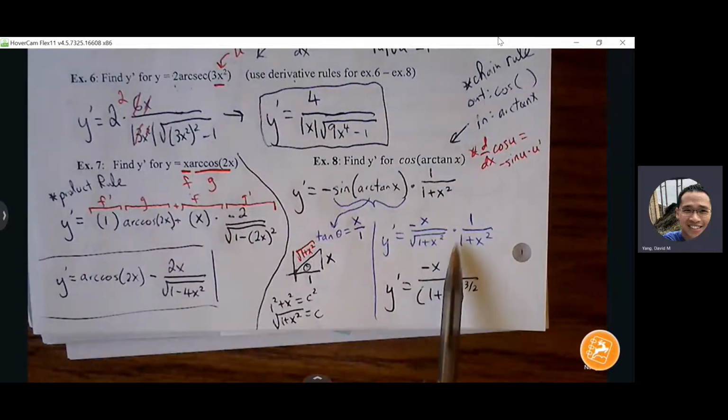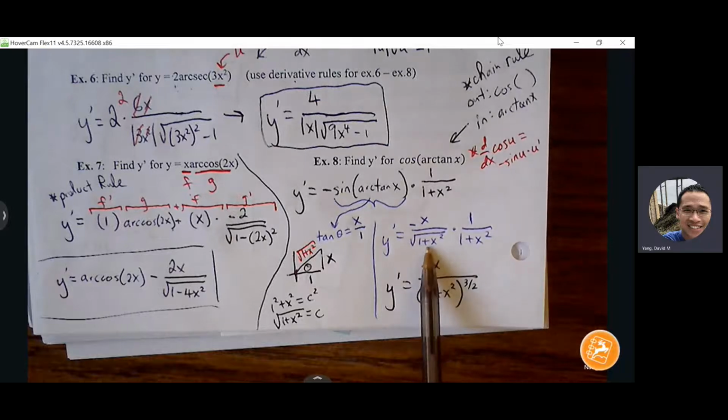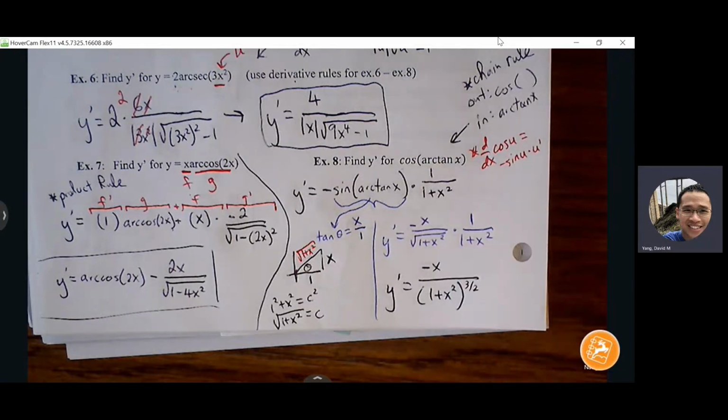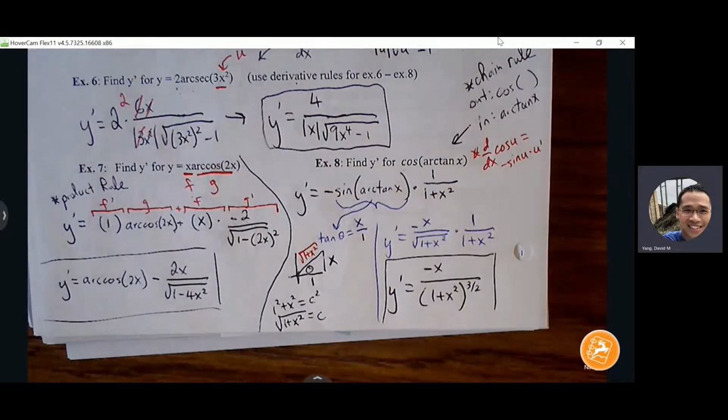Okay. Does everybody see how I was able to merge these together here? This is 1 plus x squared to the 1/2, 1 plus x squared to the first power. Add the exponents because the bases are the same. 1/2 plus 1 is 3/2. Okay, questions?